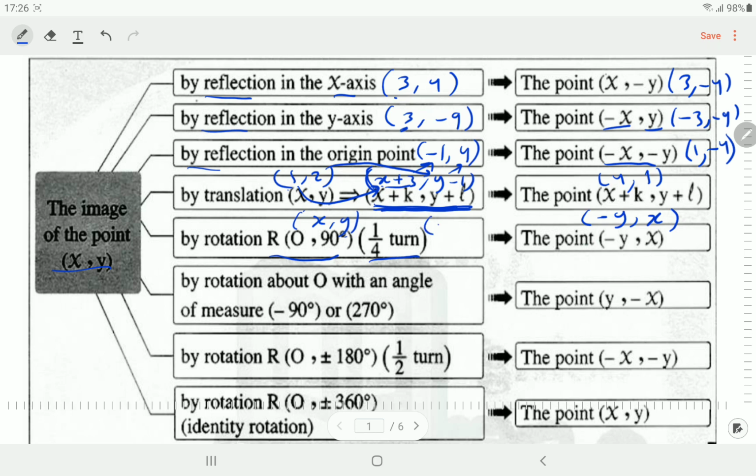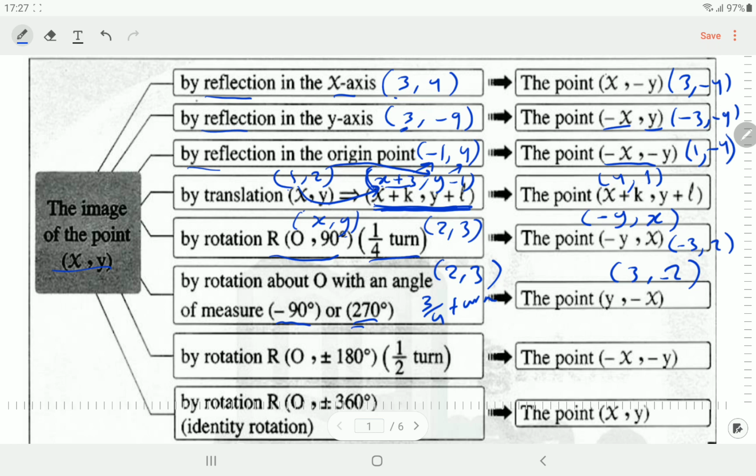Like if you have a point (2, 3), flip, it's going to be (3, 2). Don't forget to change y. It's going to be (-3, 2). Okay. What about rotation about the origin point with angle negative 90 or 270? You must know 270 is the same as negative 90, or it's a 3/4 turn. You will flip but change x. If you have a point like (2, 3), it's going to be (3, 2), but change x.